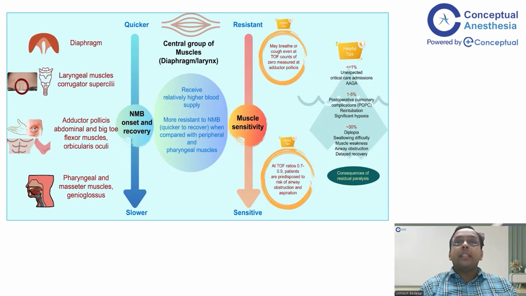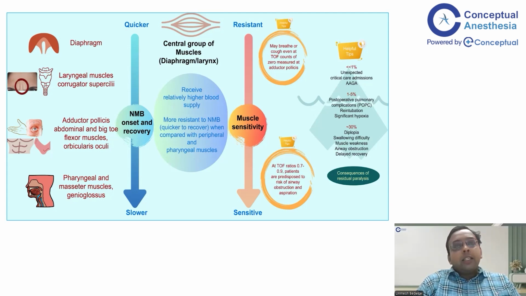Now, why is there a hierarchy in this group of muscles to get blocked? Because some muscles receive a relatively higher blood supply and they are more resistant to neuromuscular blocking agents when compared to peripheral and pharyngeal muscles. So even if the patient may breathe or cough at a TOF count of 0, which is measured at the adductor pollicis, that is because the diaphragm is quick to get blocked and also quick to recover. So whenever the TOF ratio is 0.7 to 0.9, patients are predisposed to the risk of airway obstruction and aspiration.